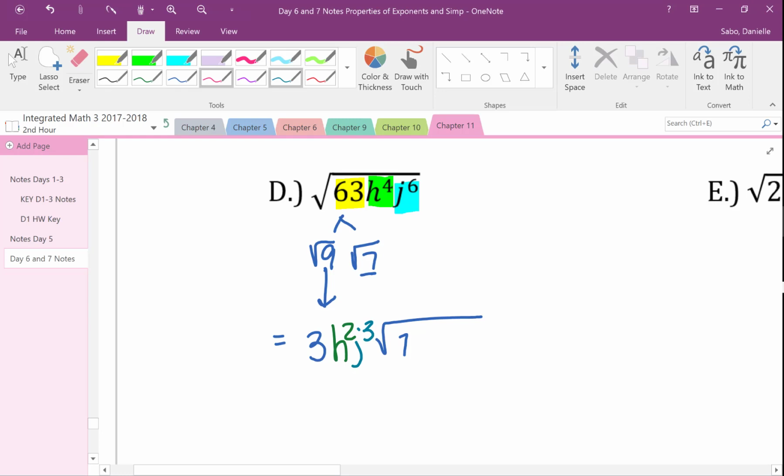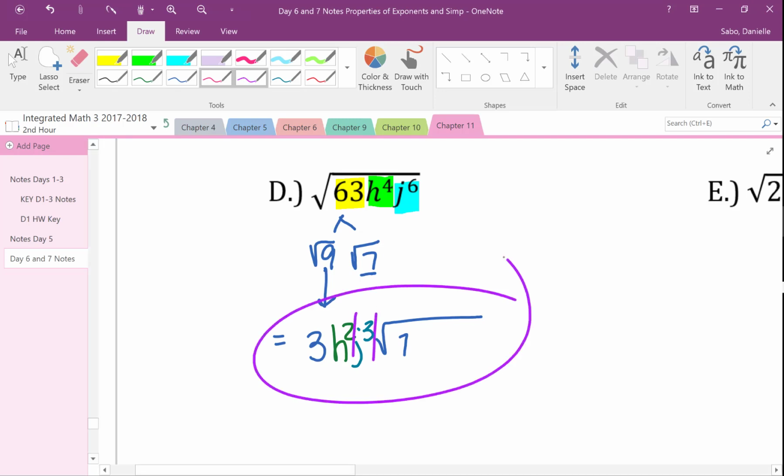No. Final step. Absolute value around what one? Just j. It has to be odd power. You're done. Even index, odd power result. Okay? It takes time and practice.